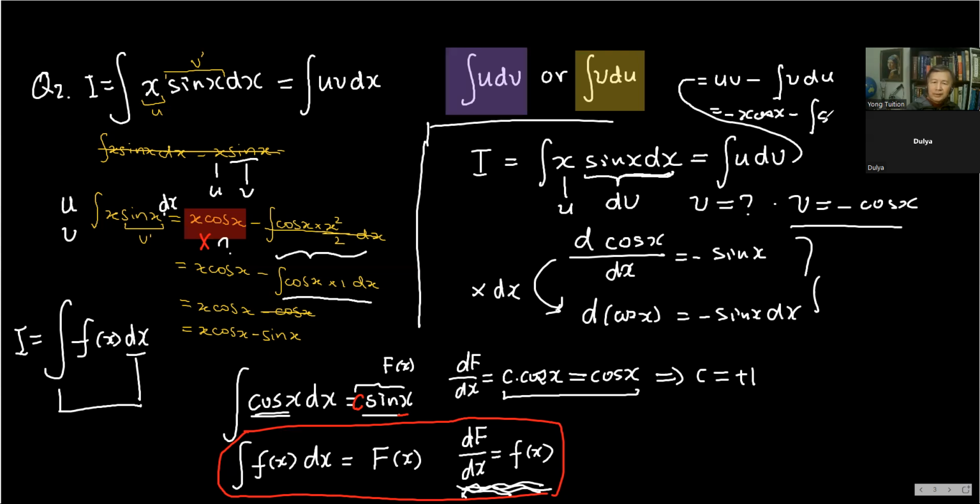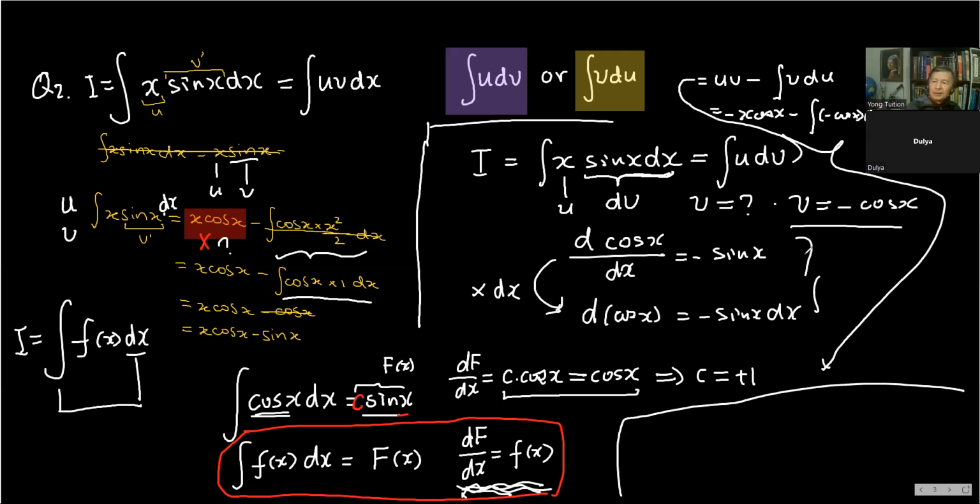Is it sine now? V is sine. No, v is not sine. V is cosine. V is negative cosine x. And dx is just dx, right? It's a little bit too crowded here. Can we just go to this corner? So that's why the first term will be negative x cosine x plus integration of cosine x dx.